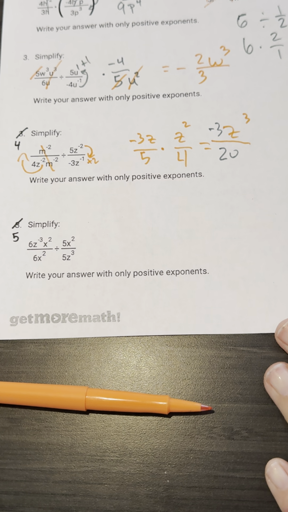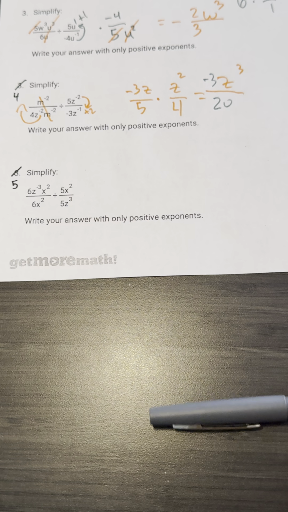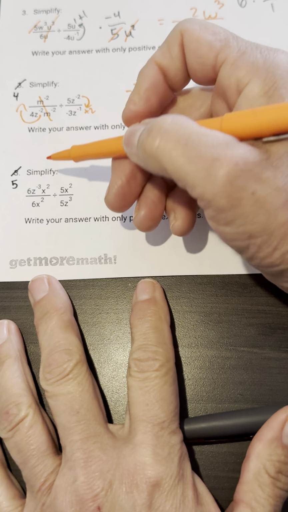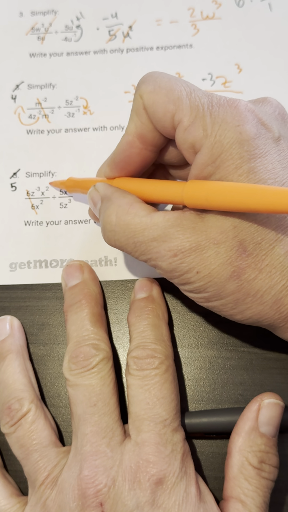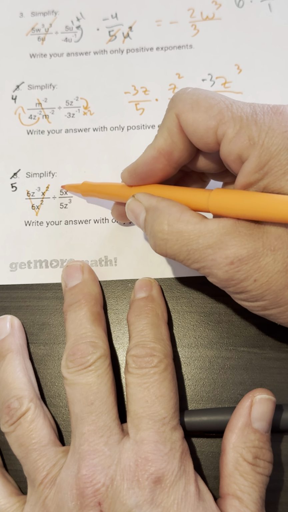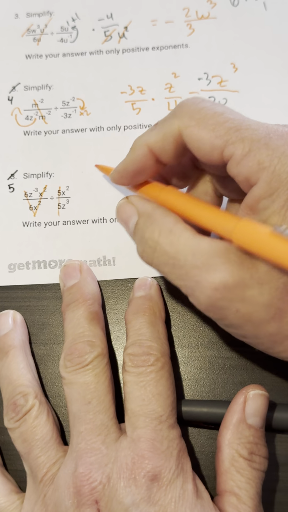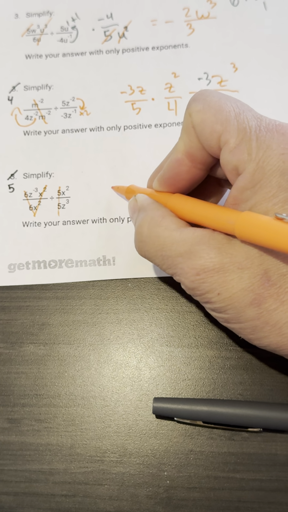Okay, let's do number 5. Again, first thing I would do is cancel stuff out. 6 divided by 6 is gone. X squared divided by x squared is gone. 5 divided by 5 is gone. That's fun. And z to the negative third, where am I going to move that to? The bottom. On the bottom.